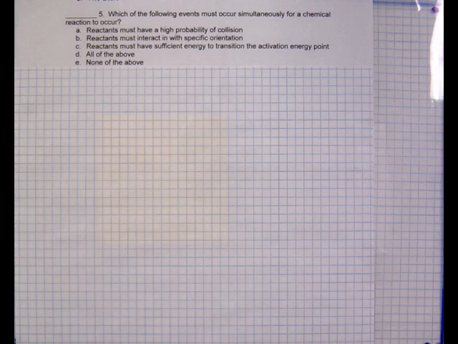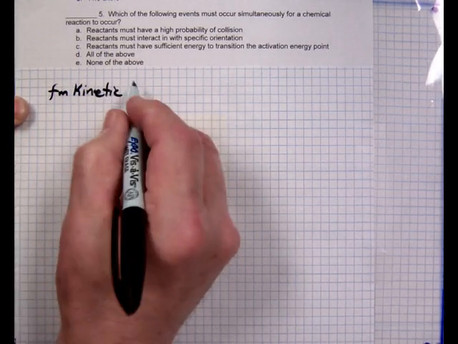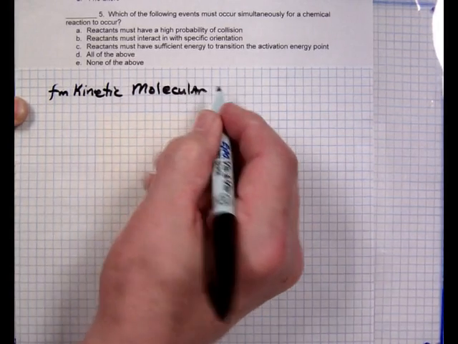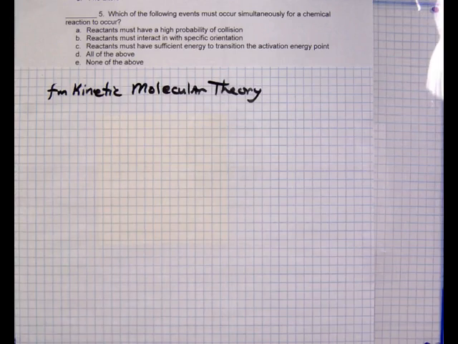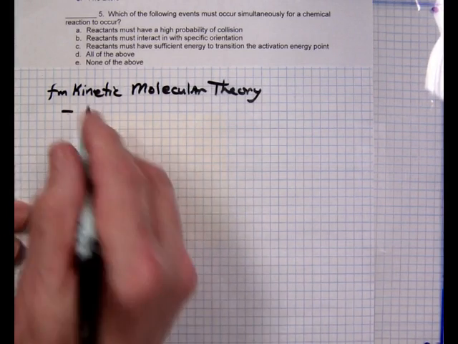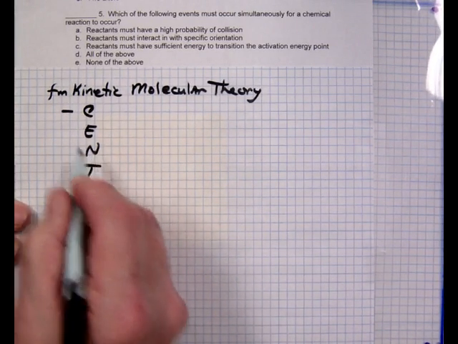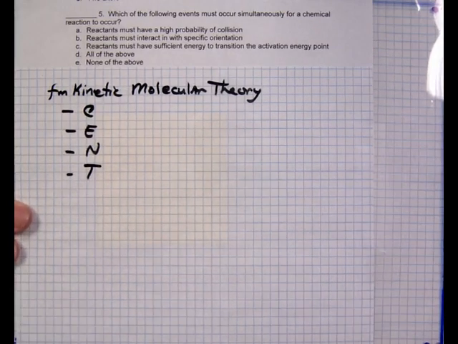The last question comes from the kinetic molecular theory, in which we consider those factors which are required to initiate and sustain a reaction from reactants to products. So from the kinetic molecular theory, we read that 4 factors are required to initiate and sustain a chemical reaction. And if you remember, I gave you a simple acronym, CENT, that could help you remember these items.